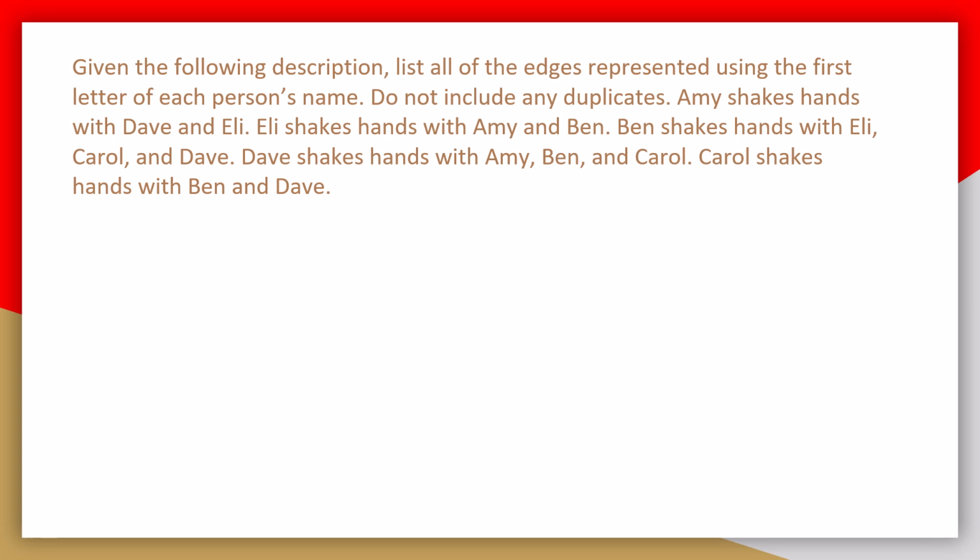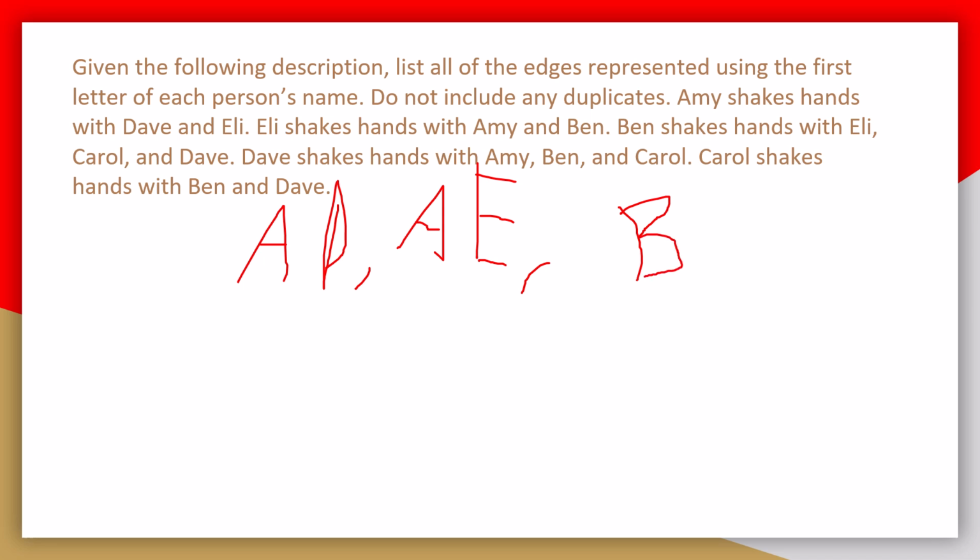It says Amy first, so start with A, and then A, D, and A, E. So those are 2. And now we have to be careful. We're done with the ones that start with A. And now E, it's saying EA, but we've already done AE, so we need to make sure we do not do the duplicate. And now EB. I'm just doing alphabetical order. So now we're done with the ones that say Eli. Now B, it says Ben shakes hands with Eli, but we've already done BE, so we just skip to BC and BD.